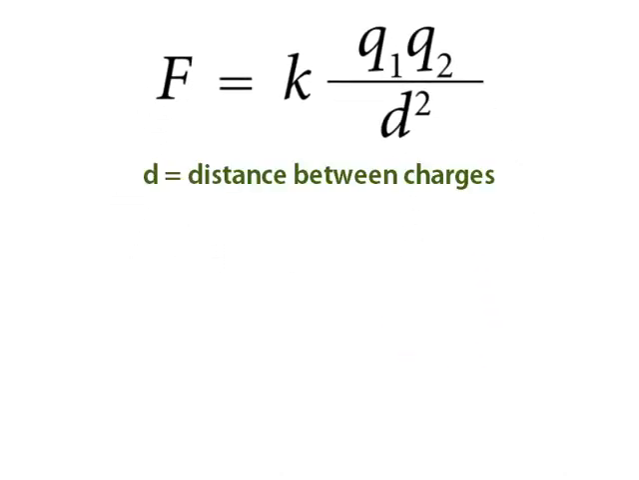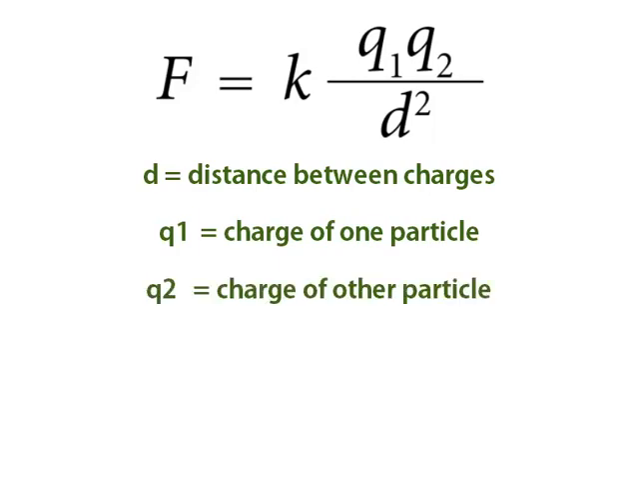d is the distance between the charged particles. q1 represents the quantity of charge of one particle. q2 is the quantity of charge of the other particle. K is the proportionality constant.